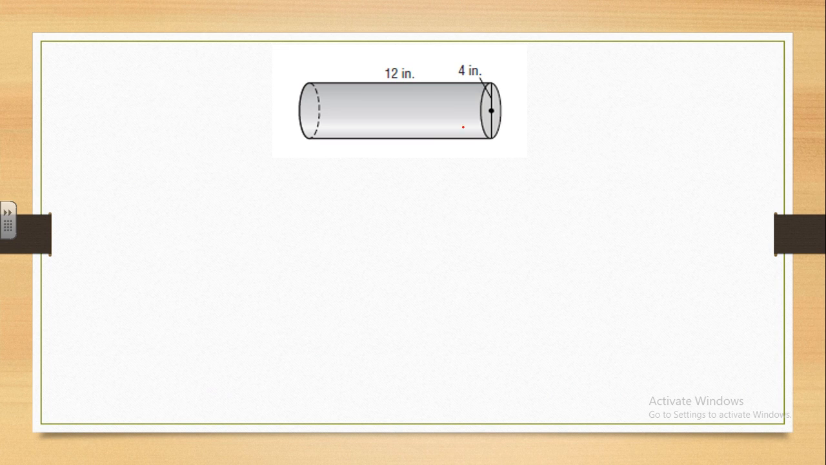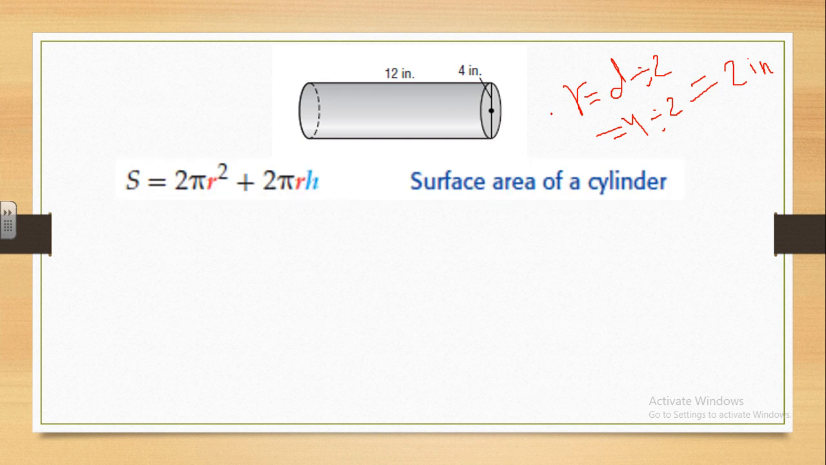Okay, here he gave this cylinder, but focus, here he gave you the diameter, not the radius. So if I want to find the radius, that will equal what? That will equal the diameter divided by 2. The diameter here is 4, so that will be 4 divided by 2 equals 2. So the radius is 2 inch. Okay, first of all, let's write the rule, then we can answer. The surface area of a cylinder equals 2 times pi times r power 2 plus 2 pi r h.